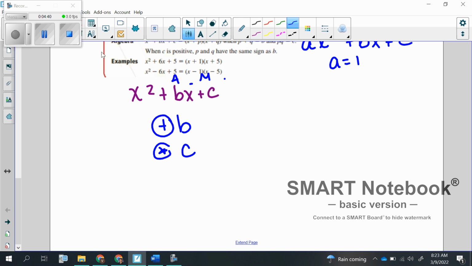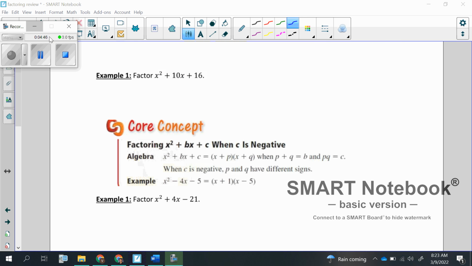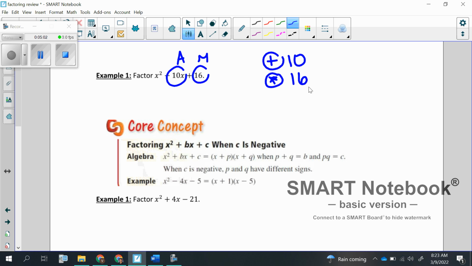So let's look at a different example really quick. If we were going to factor x squared plus 10x plus 16, we want to know what adds, so we're going to use that AM I talked about. What adds to the middle multiplies to the last. So what adds to positive 10 and multiplies in this case to positive 16. So I always like to start with the 16 and look at the factors.